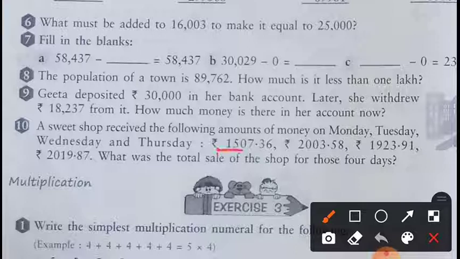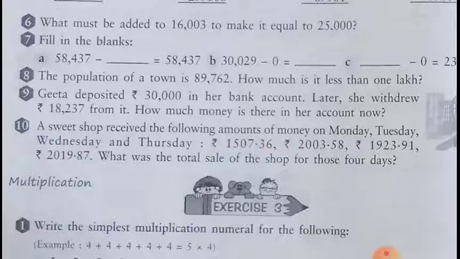So, on the Monday they got 1507.36, then 2003.58 on Tuesday, then 1923.91 on Wednesday, and 2019.87 rupees on Thursday. So we have to find out the total of all these 4 days.